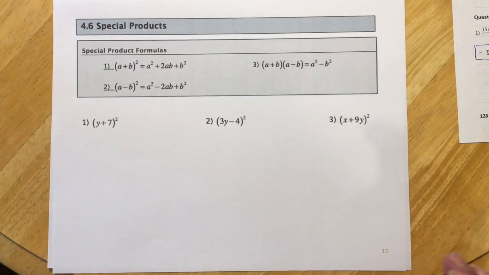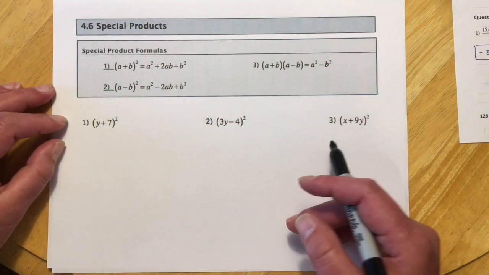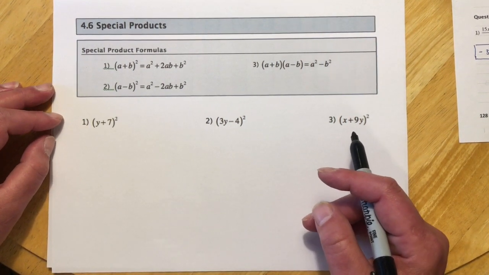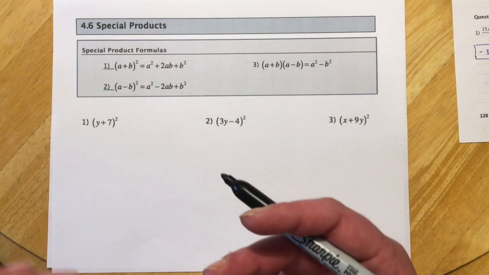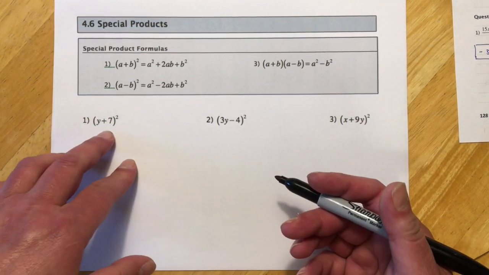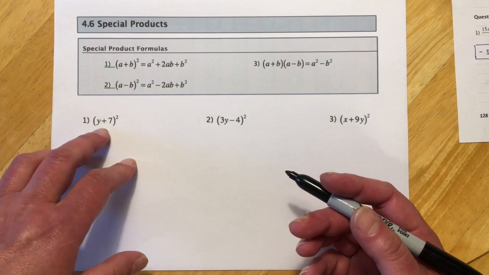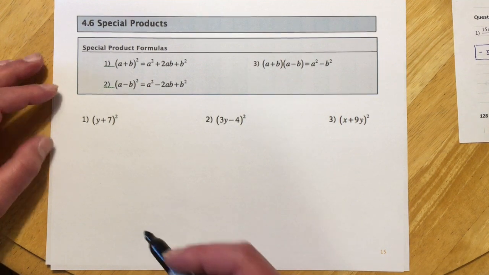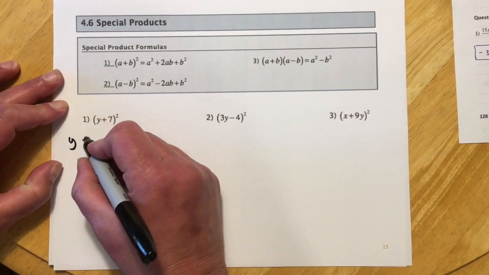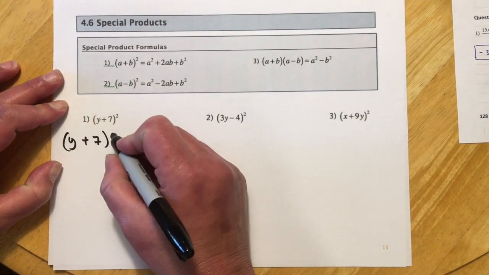Okay, so these are the ones people do terrible on the test, the special products, and hopefully they're either really easy or it's like you think you know what they do and then you don't. So this first one, the answer is absolutely not y squared plus 49, and that is such a common error. I'm going to do this one out by FOIL just to remind you why it's not y squared plus 49.